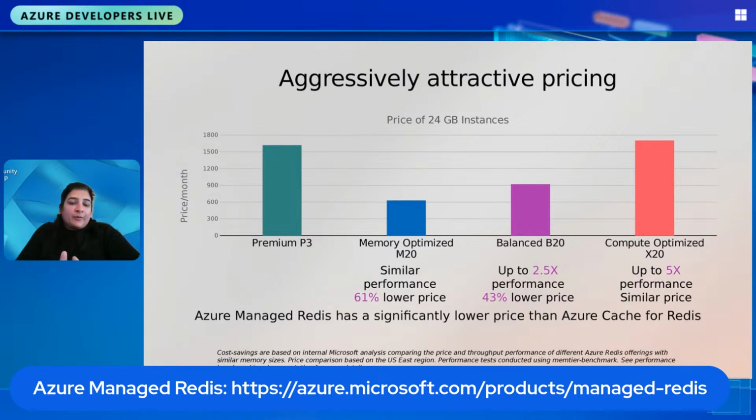So from a pricing perspective, the memory optimized is much cheaper than what premium is, but it's still kind of similar performance. If you are okay with a slightly lower performance, you get to do cost optimization by choosing the right throughput that you need here. So with compute optimized, you get 5x the performance of a current tier at the same price. So you get to pick and choose what you need. Do you care about more performance, or more cost optimization?